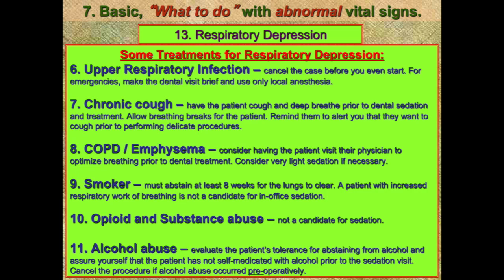Opioids and substance abusers are just not at all candidates for sedation in your office. Same with the alcohol abuser. They have got to be clean preoperatively before you can treat them.